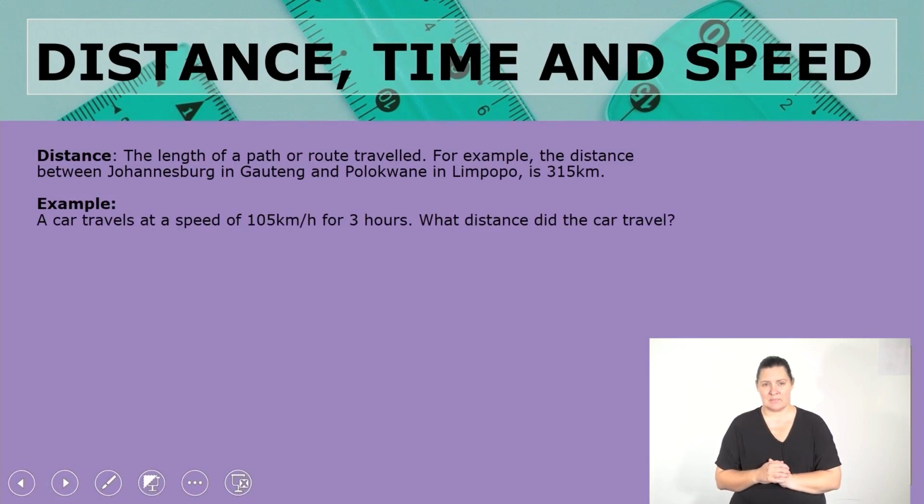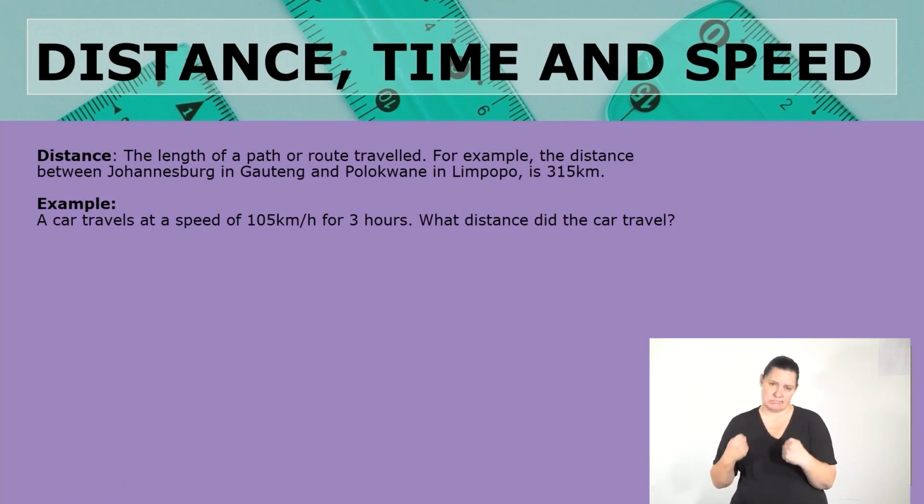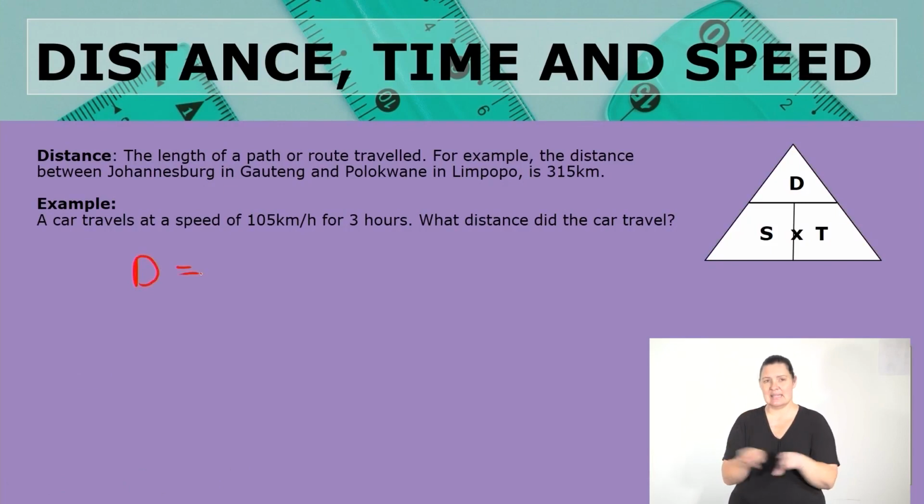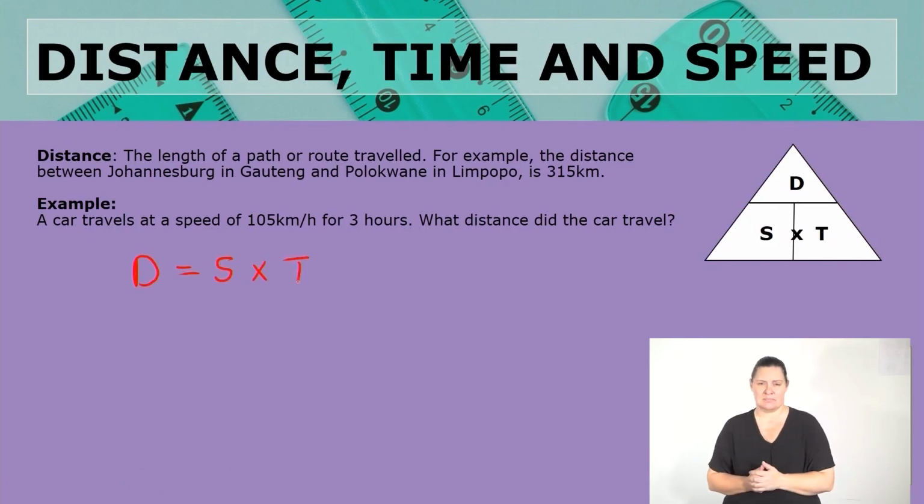So, a car travels at a speed of 105 kilometers per hour for 3 hours. What distance did the car travel? Do you know the formula for distance? There's our triangle to help us. Distance is equal to, yes, speed multiplied by time.